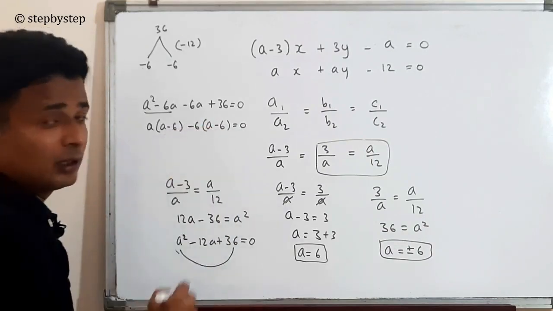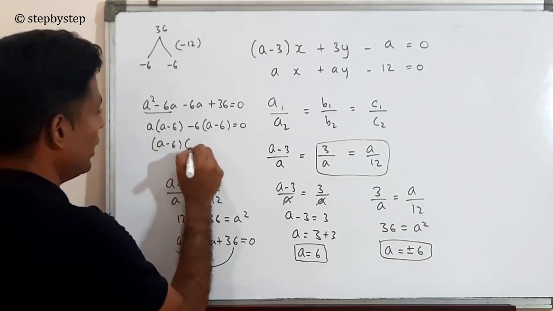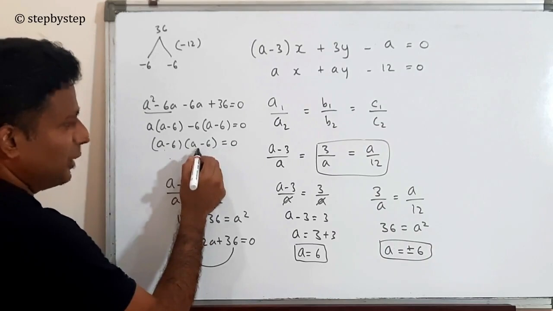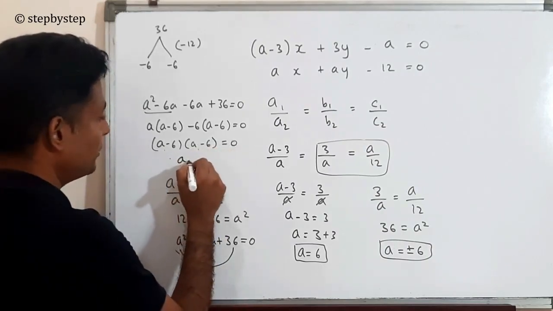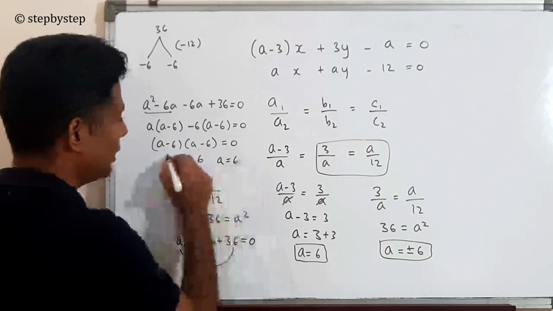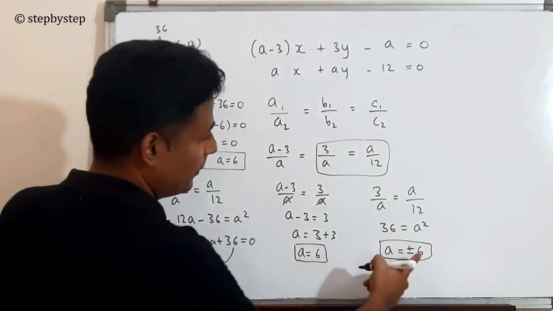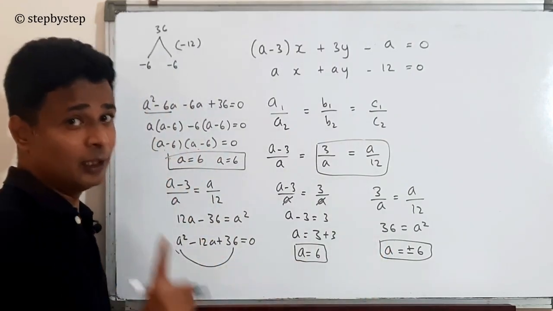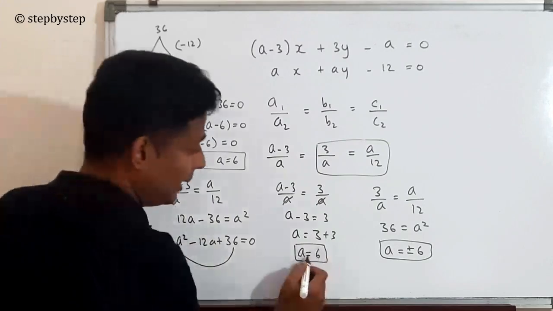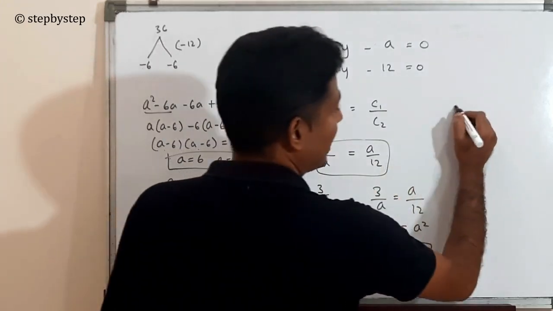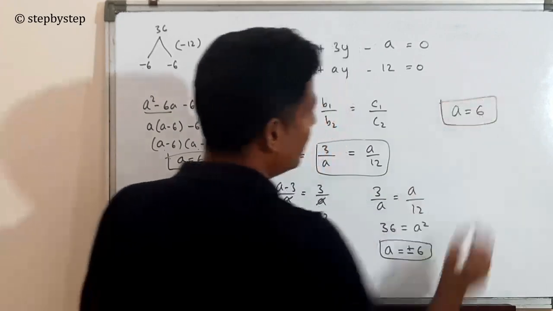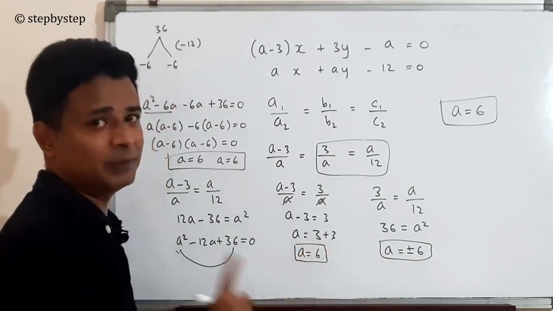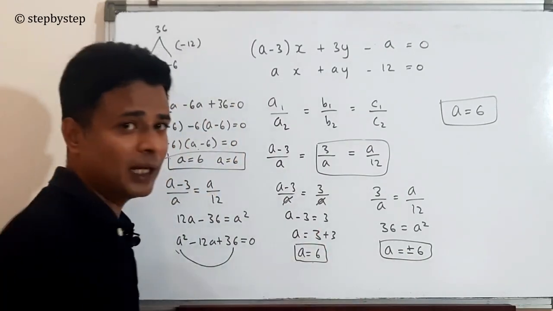I take (a minus 6) common. So I get (a minus 6) into (a minus 6) equal to 0, which means a minus 6 equal to 0 and a minus 6 equal to 0, which means a equal to 6 and a equal to 6. Now if you see all three, here we get a as 6, here we get a as 6, here we get a as plus or minus 6. So which satisfies all three? A equal to 6 satisfies all three, which means the value of a is 6. Understood? Minus 6 does not satisfy all three of them, which means a is not minus 6, a is plus 6.